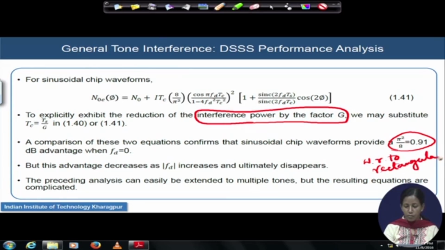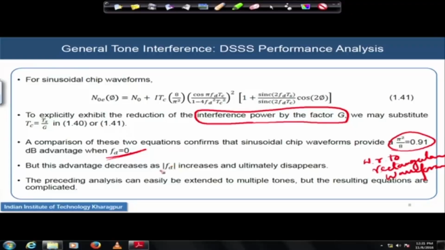This observation was there in the earlier module, where f_d was equal to 0, exactly this portion we derived in the last module. So, here this is just repeated, and remember this advantage of 1 dB will be gradually decreasing as we increase the value of f_d from 0. As f_d is increasing slowly, the advantage you are getting from the pulse shaping slowly decreases, and ultimately you will not be able to see any advantage if f_d is pretty large.